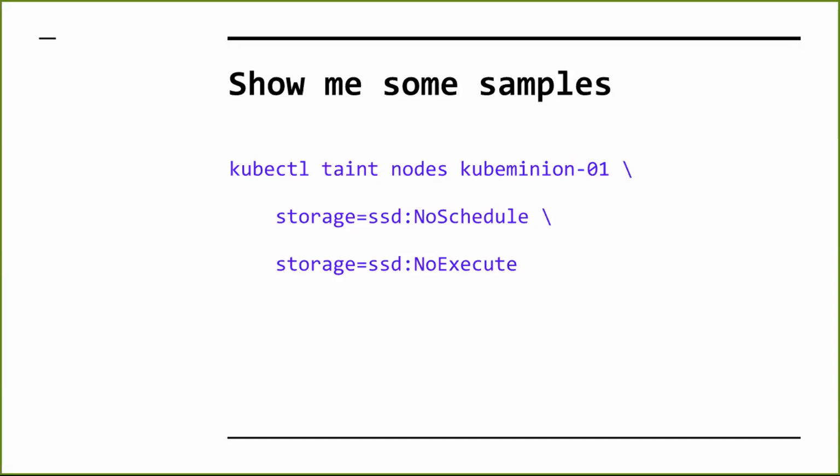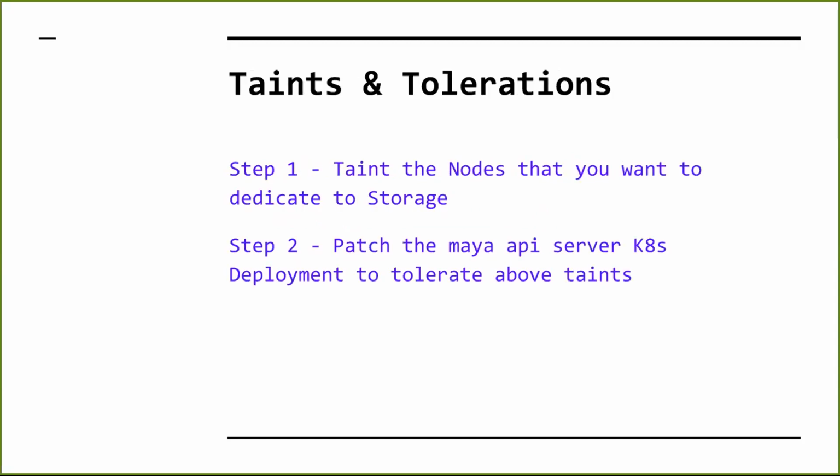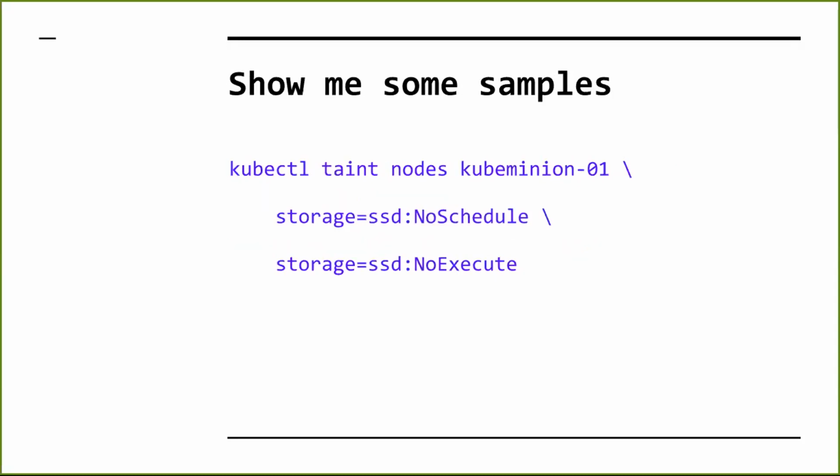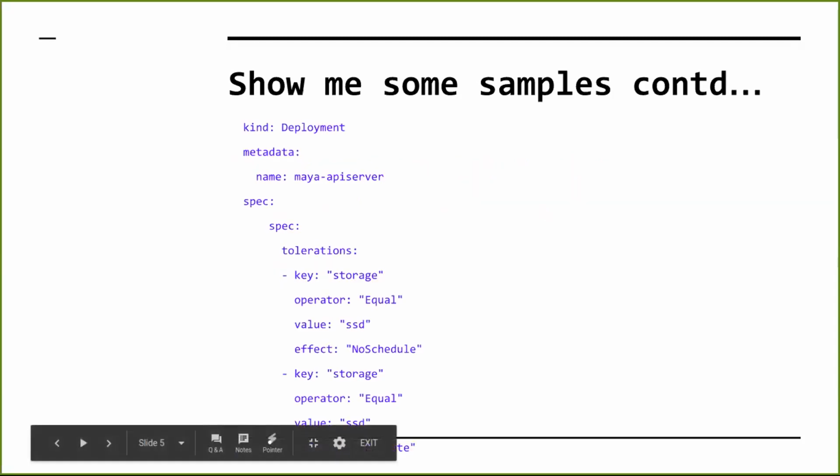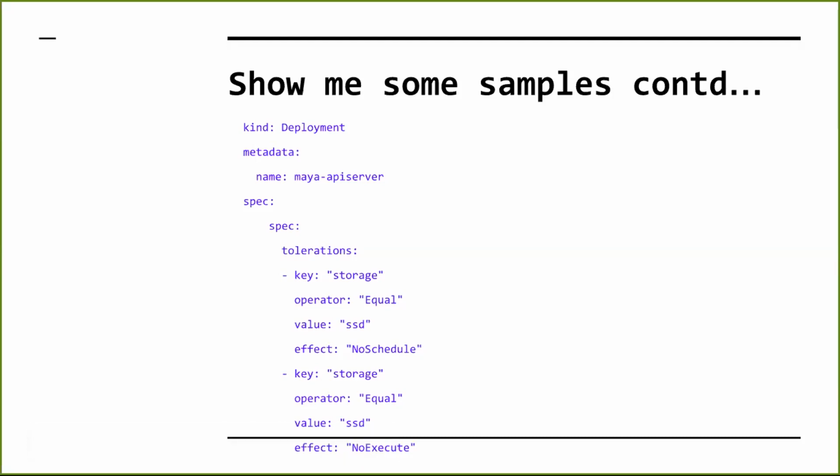Now we go ahead and look at step two. Like we discussed, step two was to patch the API service deployment to tolerate these taints. We go to the next slide, where this is a Kubernetes deployment, and this deployment runs the OpenEBS component called Maya API Server. I have skipped the details of this entire spec and kept only the bare minimum necessary to show for the tolerations.